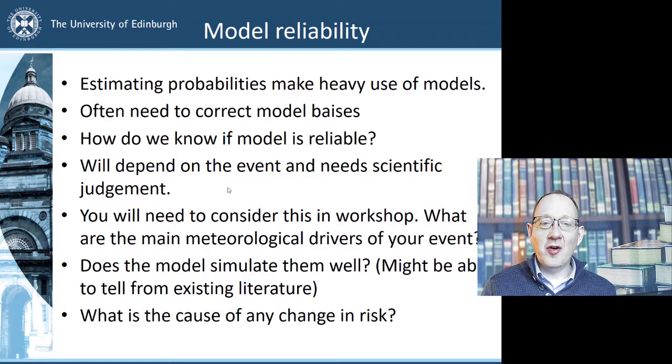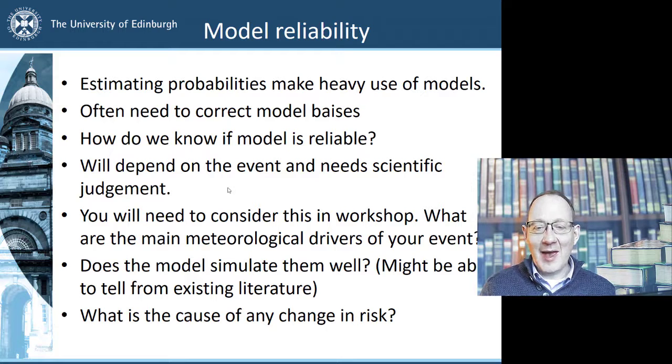And even so, how do we know that the model is reliable is an important question. It depends on the event, and it needs scientific judgment. So your knowledge about the circulation relevant to your event is important, or the literature that tells you about that. So you'll need to consider this in the workshop. We can't consider it in a huge amount of detail, and given the expected output from you, you just don't have space to do very much on it.